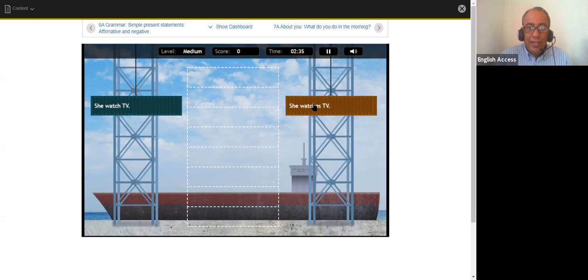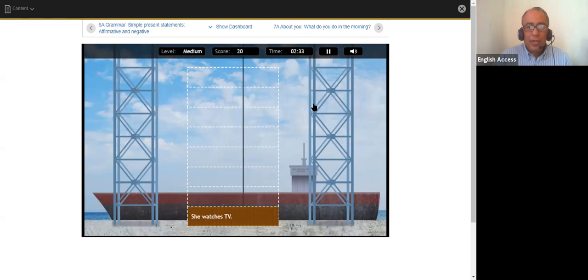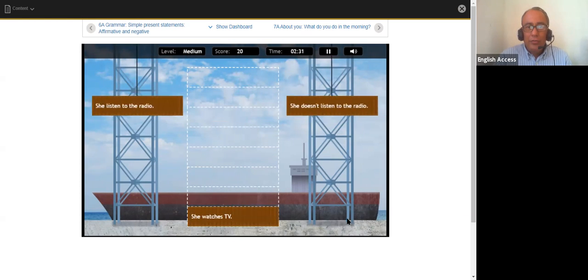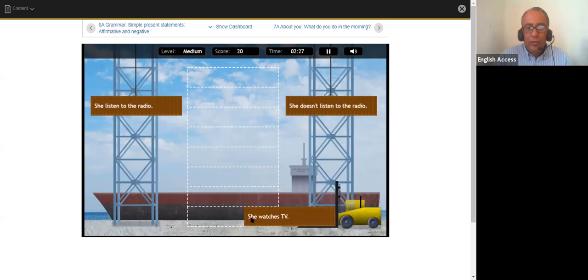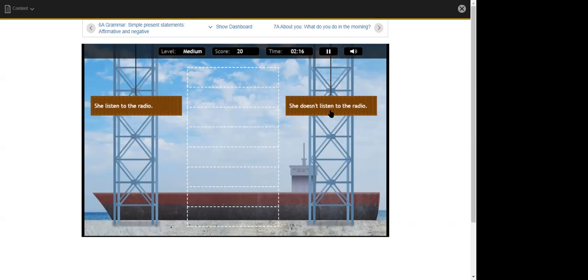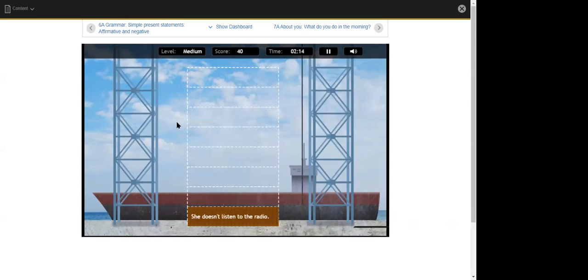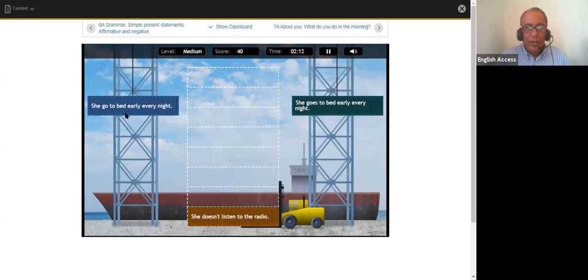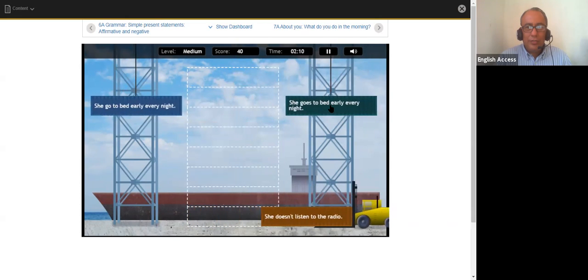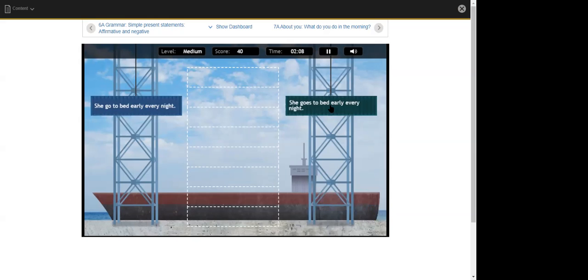So when I select she watches, a little car is going to move the block. If we don't hurry, the block is moved away. So we need to do it quickly. Which one is the correct one? She listen or she doesn't listen? She doesn't listen. Okay, the next one, very quickly. She go or she goes? She goes.